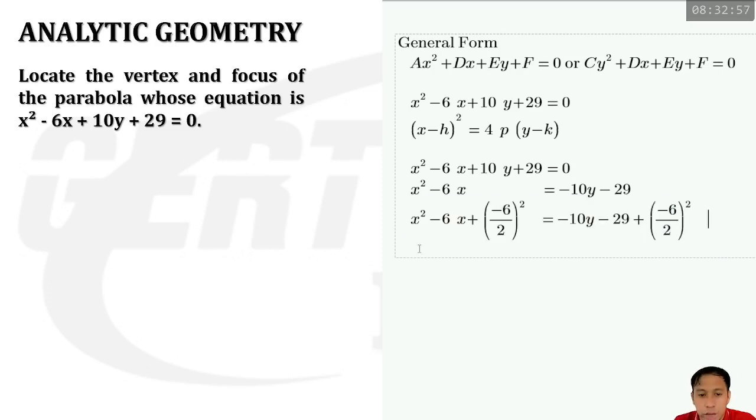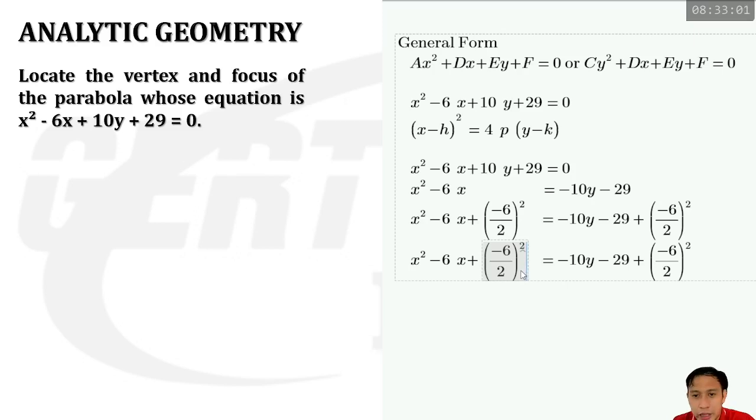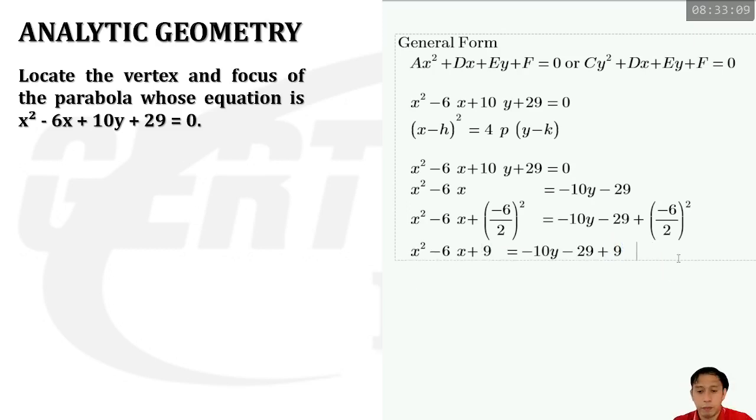Or that is equal to what? That is equal to negative 9. I mean, positive 9, because negative 6 over 2 is negative 3, so that will become 9. So this will become 9. Now we simplify, and this becomes a perfect square trinomial. This can now be factored into x minus 3 squared.